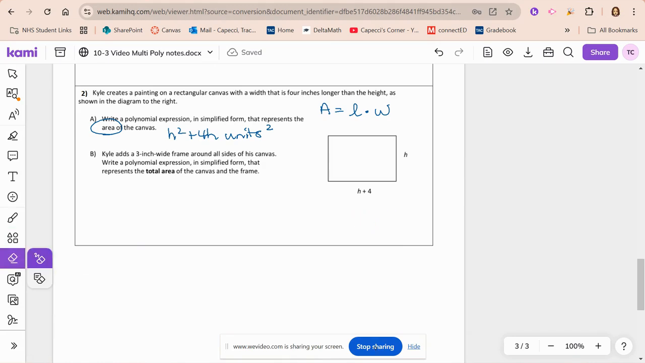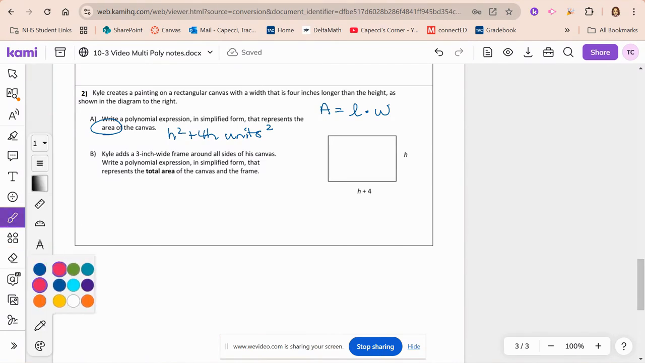This would sometimes be the second part on the Keystone test. It says Kyle adds a 3-inch wide frame. So if we were to put a frame around here, it's going to be 3 inches everywhere. So here's the tricky part of that. This is going to be 3. That's going to be 3 inches wider right from here to here. Same thing, right? We're going to have 3 inches along this whole thing. So it wants a total area of the canvas and the frame. So now we have to be a little bit careful.